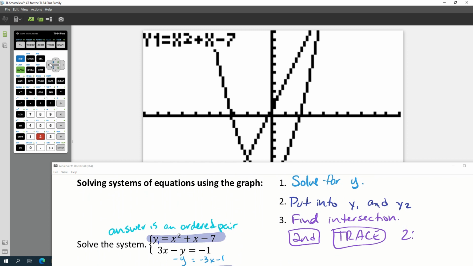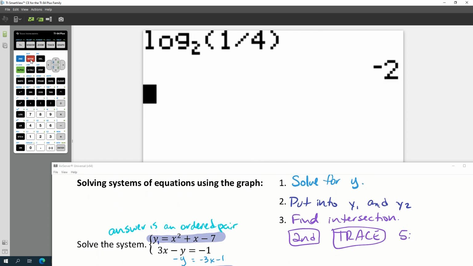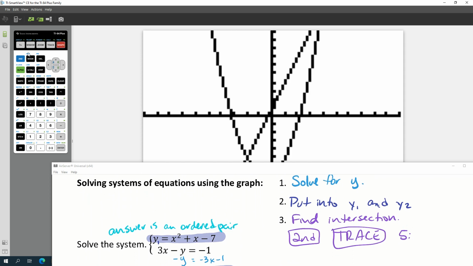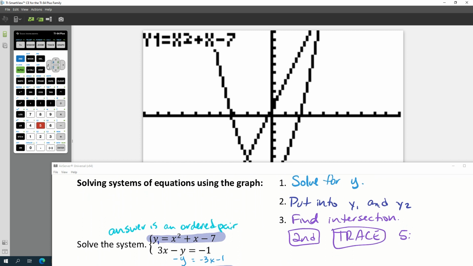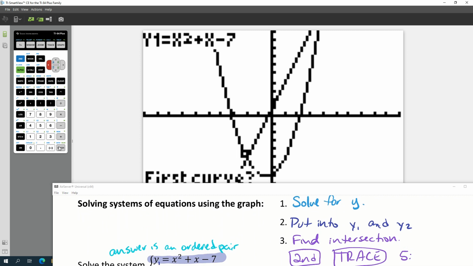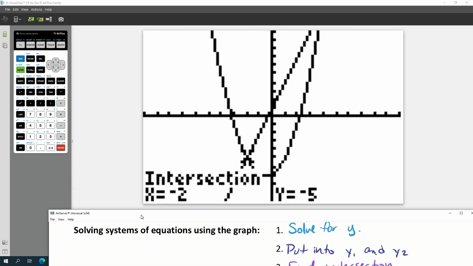No, it's not 2, sorry. Second trace and then the number 5. So I'm moving close to where they cross. Enter, enter, enter. And I want the x and the y. So -2, -5 is one solution.